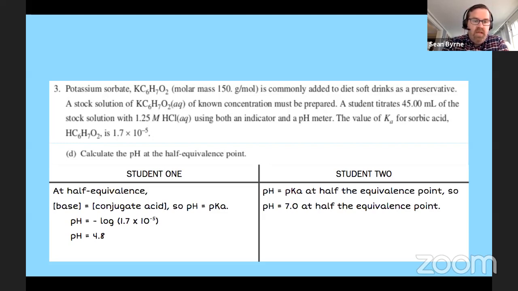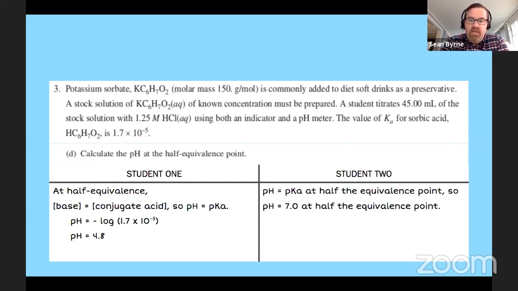Student 1 said that at half equivalence, the concentration of base is equal to the concentration of the acid. So the pH is equal to the pKa, and then just plug the pKa into it. P of anything is the negative log of, so just calculate it or plug it in over there.